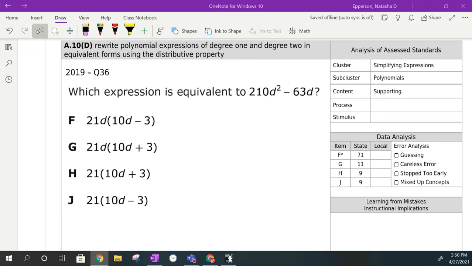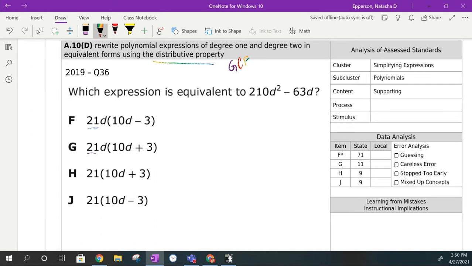All right, so this TEK 10D, we're rewriting polynomial expressions of degree 1 and 2 in equivalent forms using the distribution property. Basically, we're looking for the GCF, the greatest common factor. So if I look at which one of these expressions is equivalent to this expression, I'm going to use my answer choices.